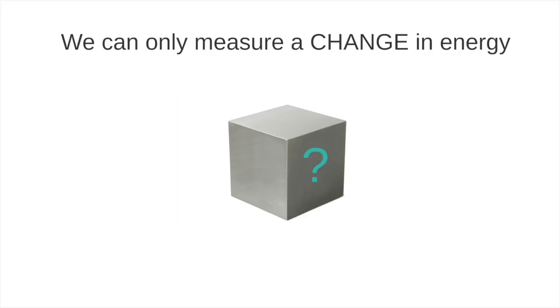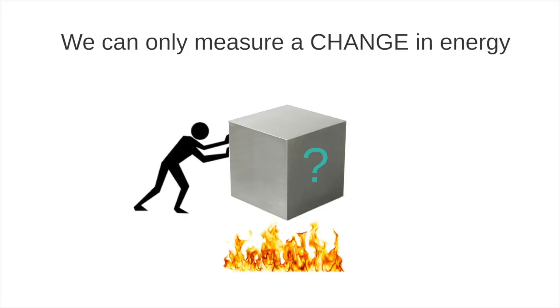We can only measure energy while it's being transferred between objects, released or absorbed in chemical reactions or other situations in which change happens. Two fundamental ways that energy can be transferred are work and heat. We can measure both of these transformations.